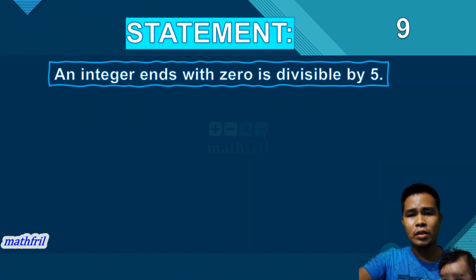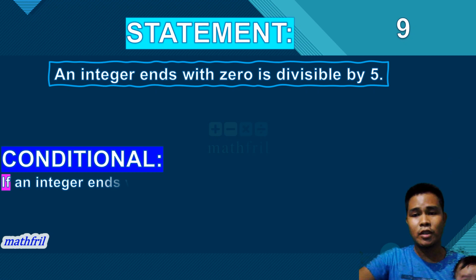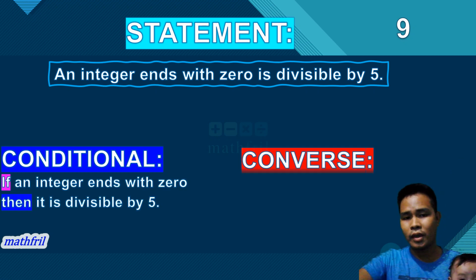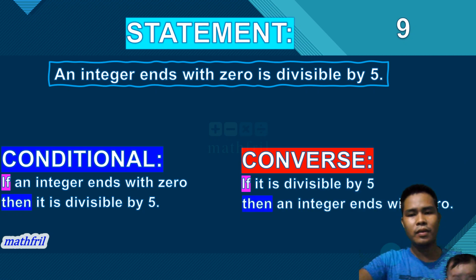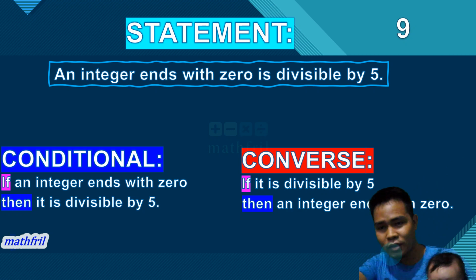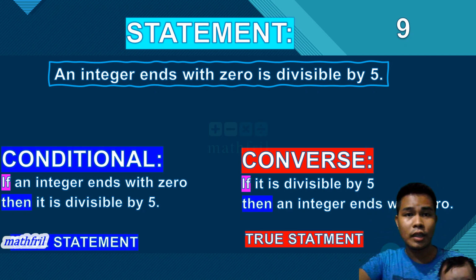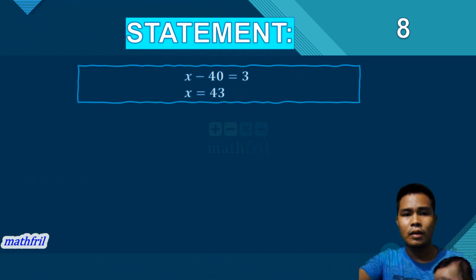An integer that ends with 0 is divisible by 5. It's a conditional statement. If an integer ends with 0, then it's divisible by 5. The converse is, if it is divisible by 5, then an integer ends with 0. And then, true statement and a true statement.